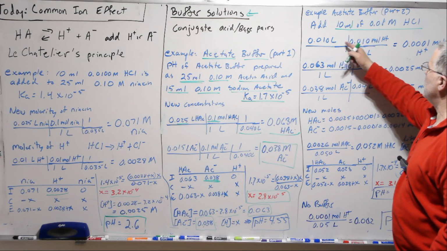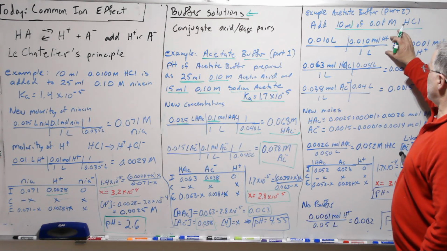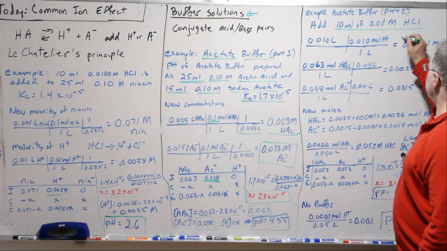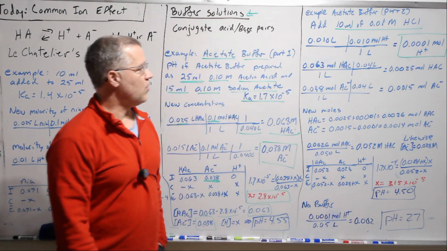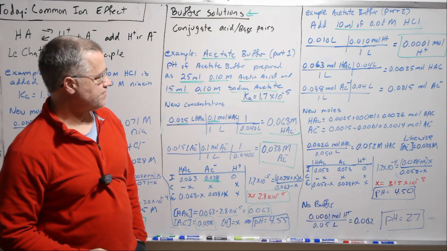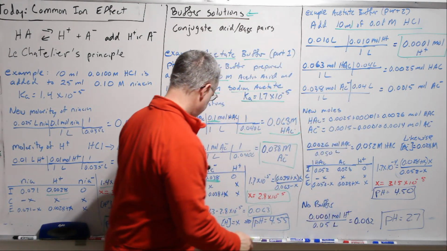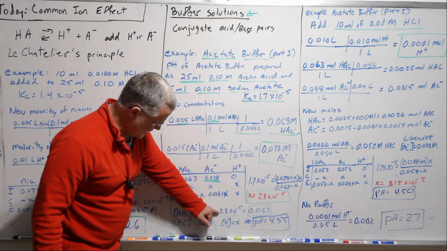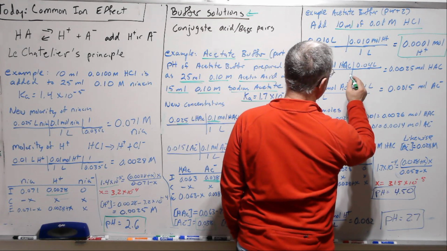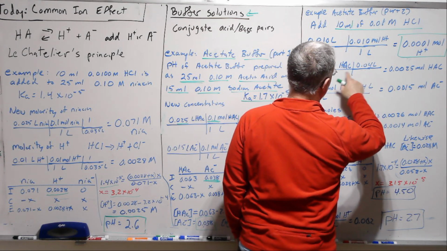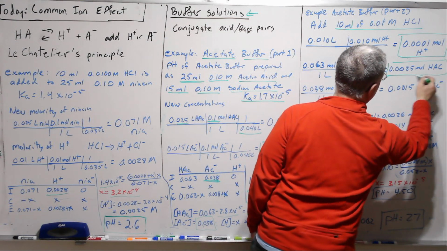So we've added 10 mL of HCl, and this is our molarity. So this gives us 0.0001 mole of H+. We have this concentration of acetic acid, right? Because we're saying this didn't change much here. So this is our original concentration that we've added. And so here's 40 mL, and this is our moles of acetic acid.